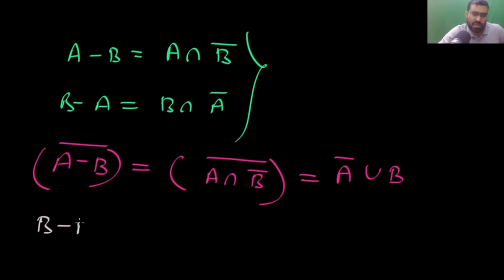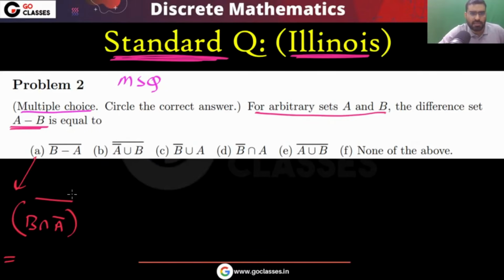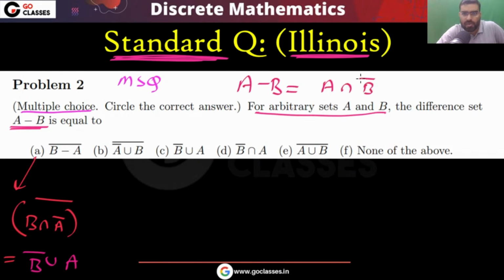Similarly, if I do B minus A complement, that will be B complement union A. So you can easily see that this will be B complement union A. That is not the same as A minus B, because what is A minus B? A minus B is A intersection B complement. So that is not the same, so definitely option A is not the answer.